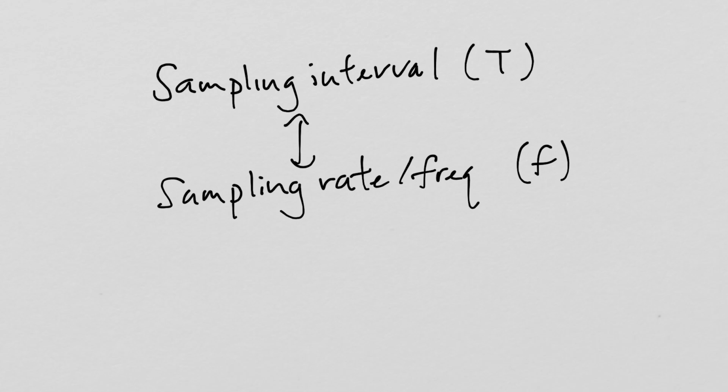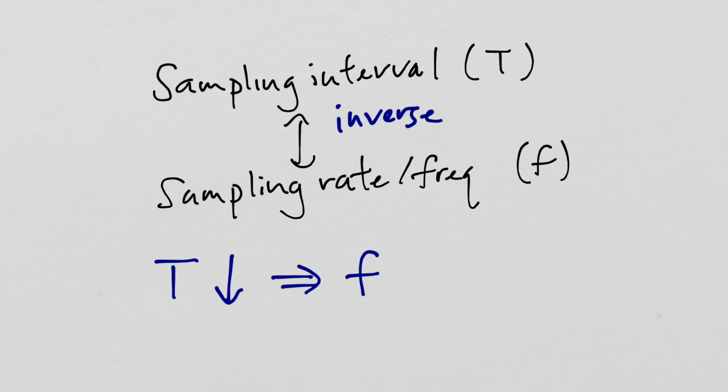Okay, so I just want to give a quick reminder again about the relation between sampling interval, which we're calling t, and sampling rate or frequency, which we're calling f. In particular, I want to explain again how this is an inverse relation. That means that if the sampling interval t gets smaller or goes down, that implies that the sampling rate or frequency f gets higher or goes up. So let's see why that is or how that happens.